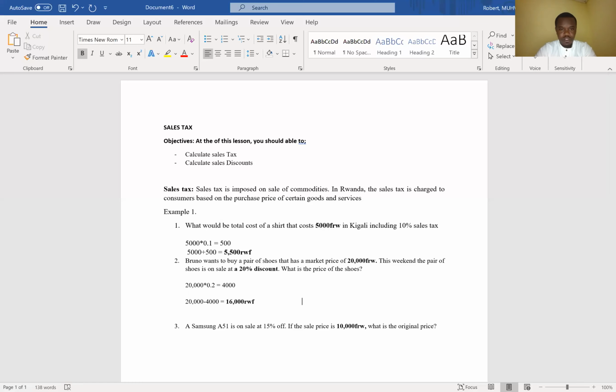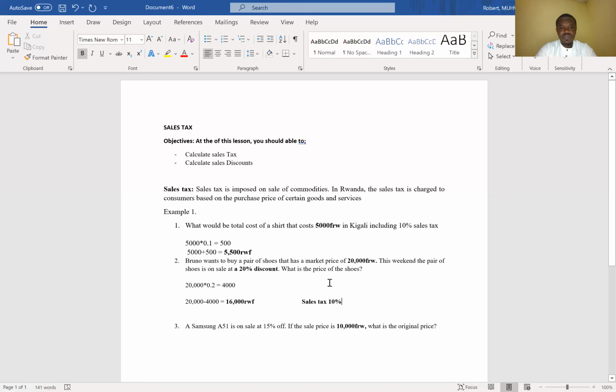If there's a discount of 20%, it does not stop you from paying sales tax. So let's assume that sales tax here is 10%. How much would you pay for this shirt? Think about it. If we have a discount of 20% on a shirt that costs 20,000, but still the sales tax on this shirt and this pair of shoes is equal to 10%. So how much would you pay?